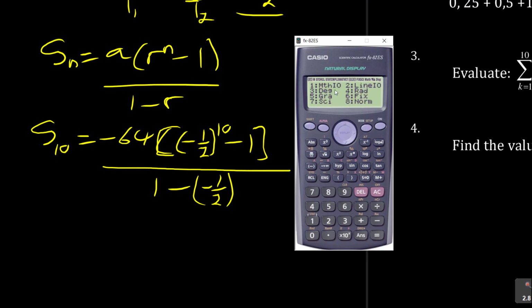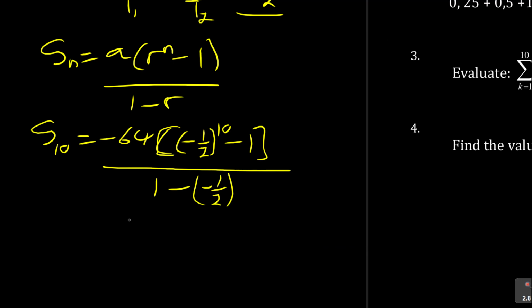Shift setup, that's how you round off. Number 6 is fixed to 3 decimal places, then 2 decimal places, which is 42.63. That's how you go about it.